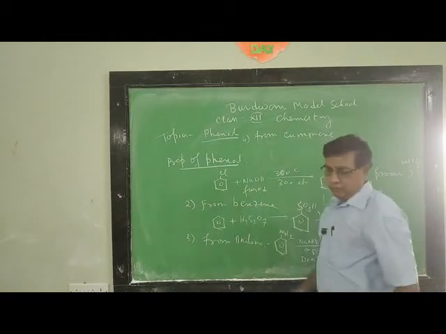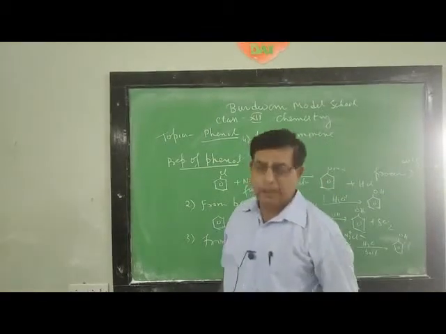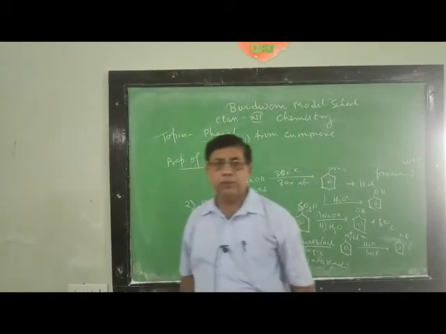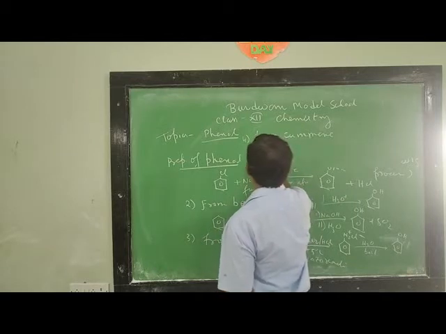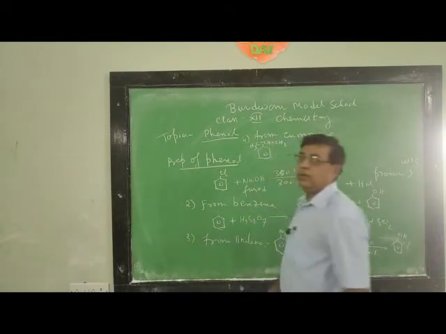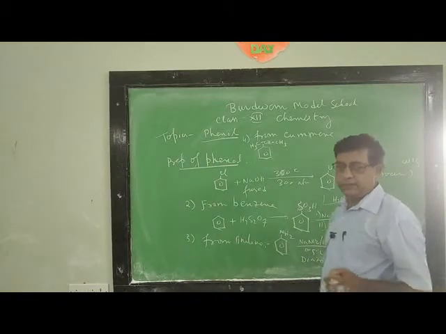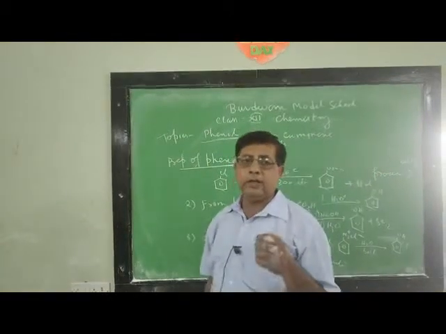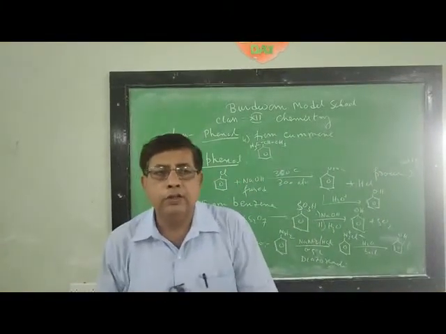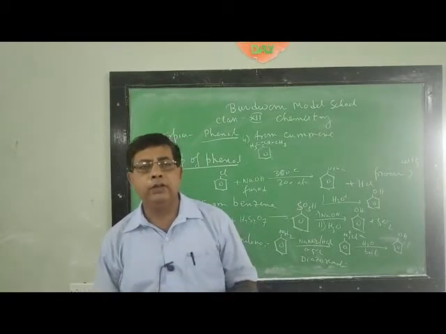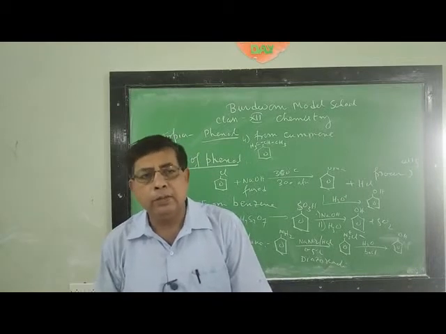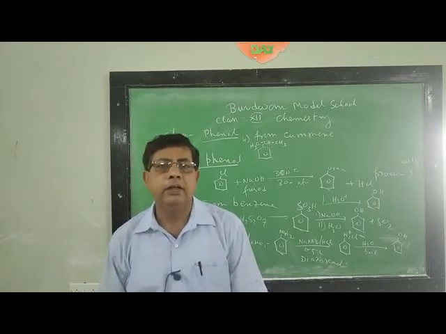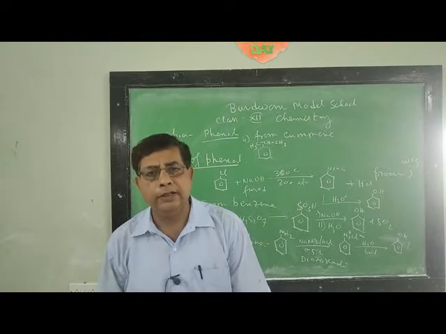Another very important method, number 4, from cumene. What is the formula of cumene? Isopropyl benzene. Cumene is isopropyl benzene, a benzene ring with CH(CH3)2. Normally, benzene when reacted with propene in presence of phosphoric acid, or benzene when reacted with n-propyl chloride in presence of anhydrous AlCl3, produces cumene or isopropyl benzene.